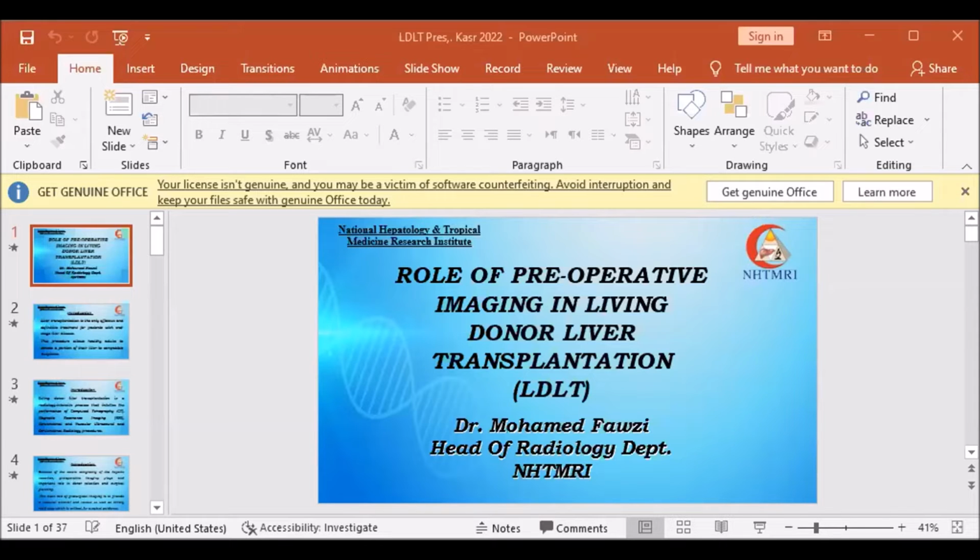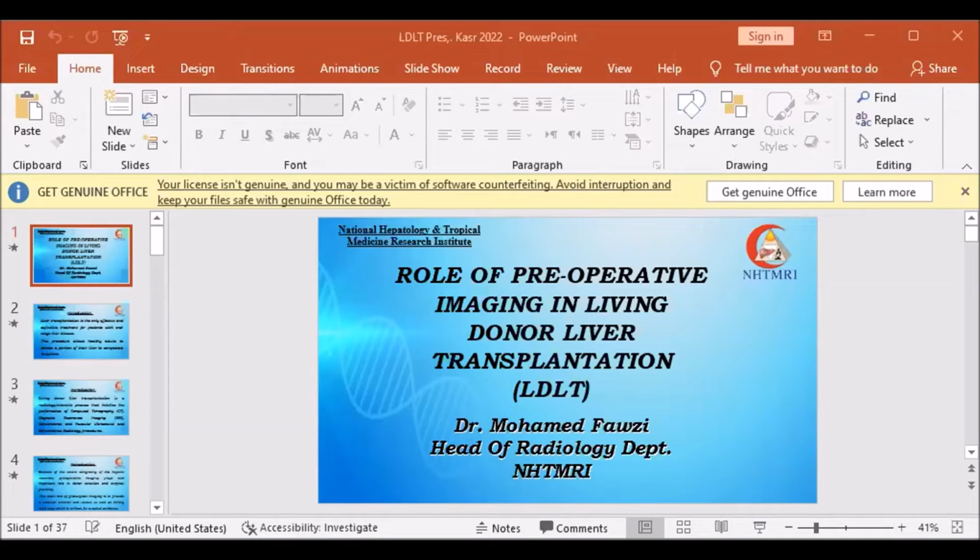Most of the transplants are right lobe grafts. Anyway, we can see that this is the right lobe. The most common is that right lobe with a hepatic vein, hepatic artery, portal vein, and a duct.